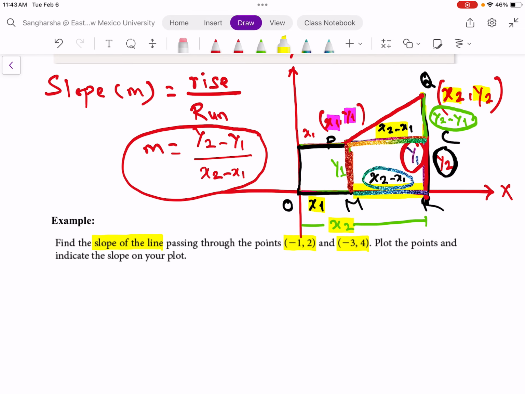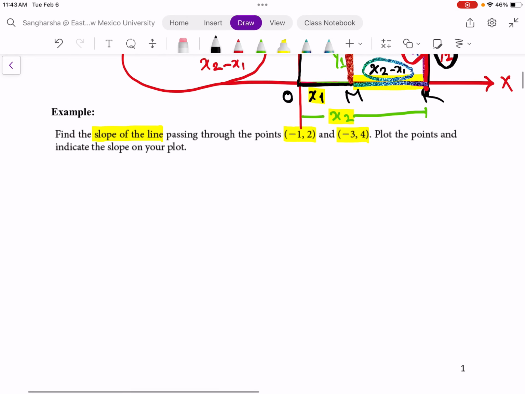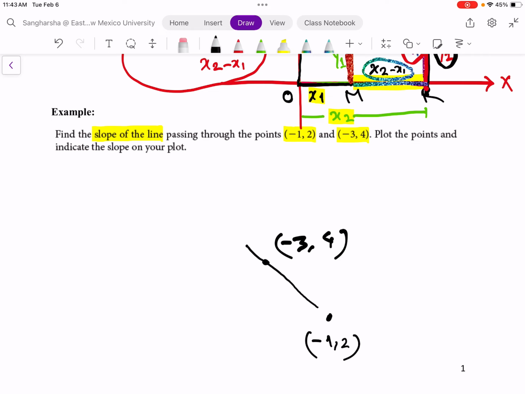At first, let's draw a line here. We have the point (-1, 2) and the point (-3, 4). Through these points a line passes, so let's draw a straight line through them. We need to find the slope of this line. The problem also tells us to plot the points and indicate the slope on the plot.